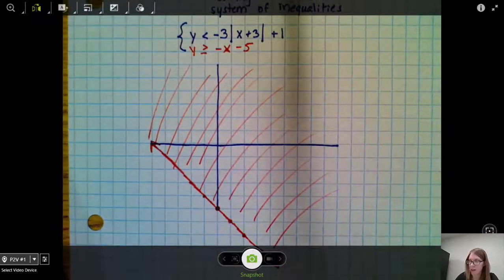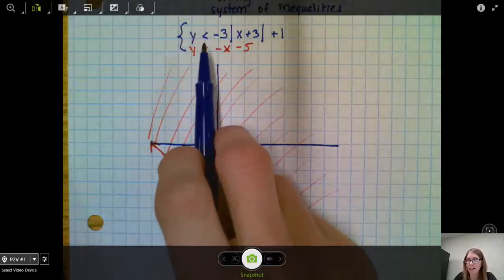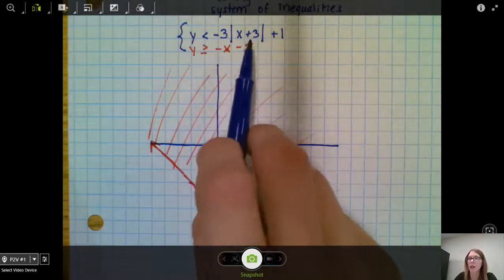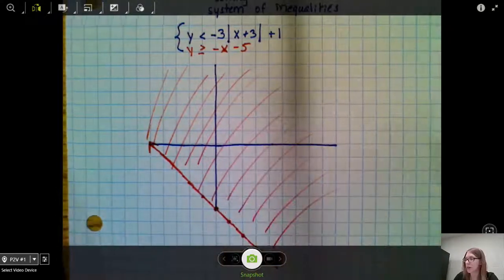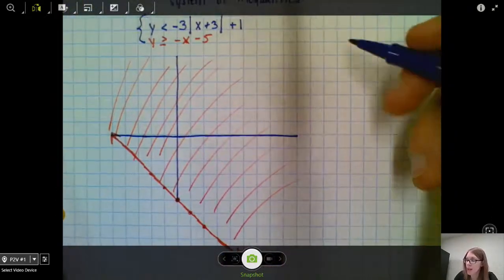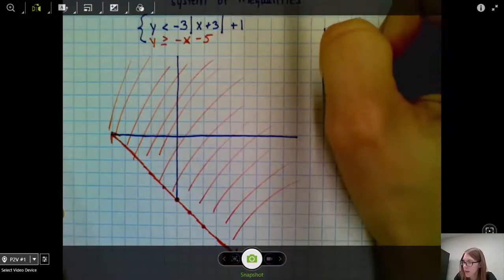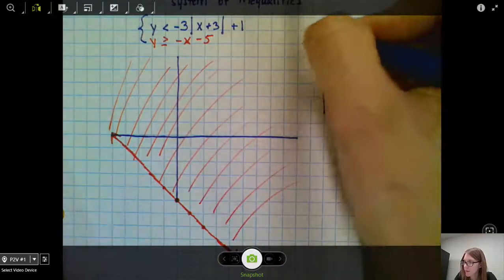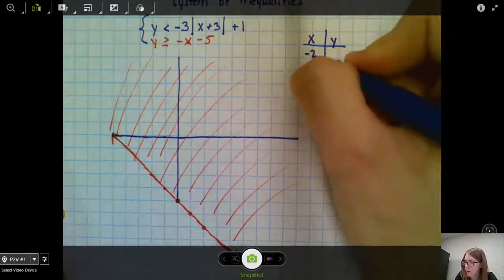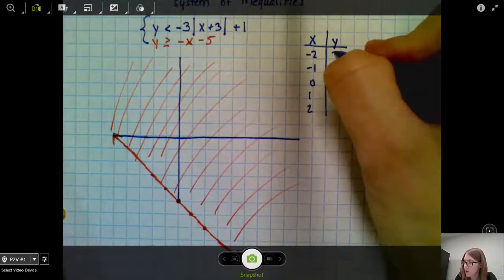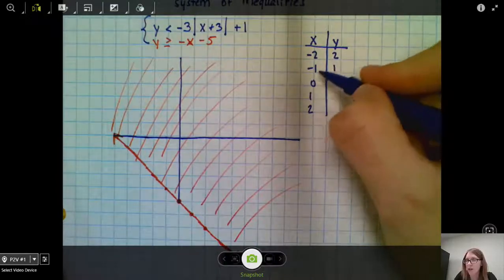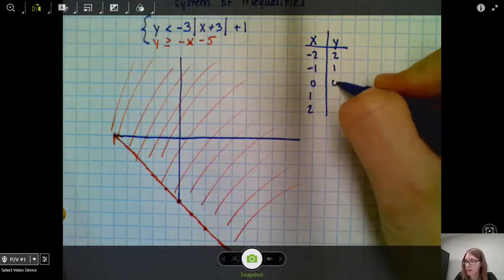Okay, my top function, the absolute value, y is less than -3 times the absolute value of x plus 3, plus 1. We have a lot of transformations that happened here. But remember our process for making our table of values. We start off with our parent function, and the absolute value of -2 is 2, the absolute value of -1 is 1, and this will be 0, 1, and 2.